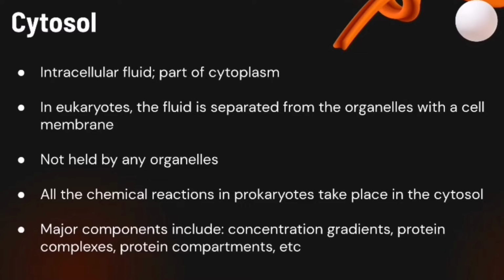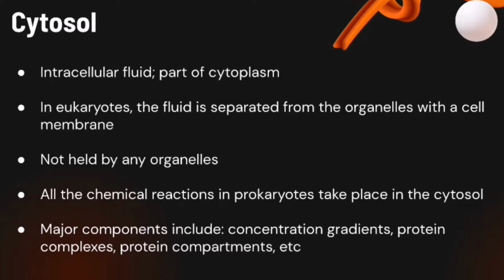In eukaryotic cells, the fluid, so the entire cytosol, is separated from the organelles within the cell membrane. We know the structure is the cell membrane, which is also called a plasma membrane, and within that everything is held in the cytoplasm. Now the fluid part, which is the cytosol, is separated from the organelles. So the organelles never actually mix with the cytosol, which means that the cytosol isn't held by any organelles.